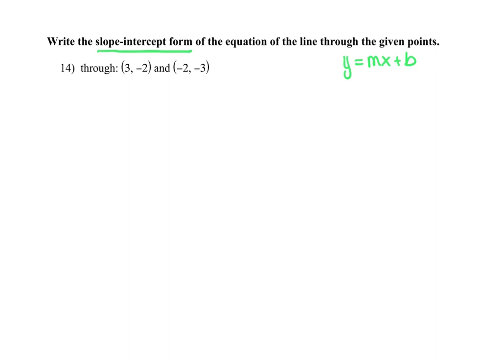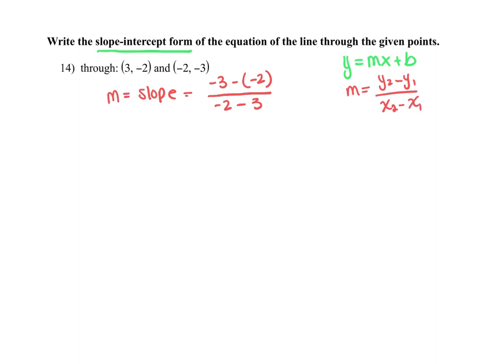So the first thing I need to do is find my slope, which is my m of that equation, which is y2 minus y1 over x2 minus x1. So you do need to know your slope equation. Subtract your y's over the subtraction of your x's, all right? And you do need to work it out.